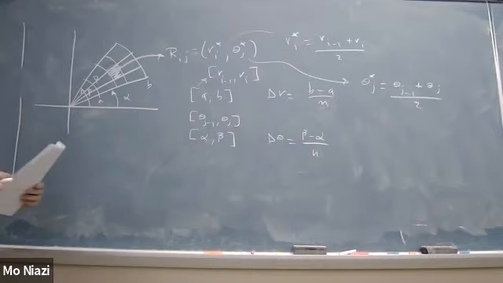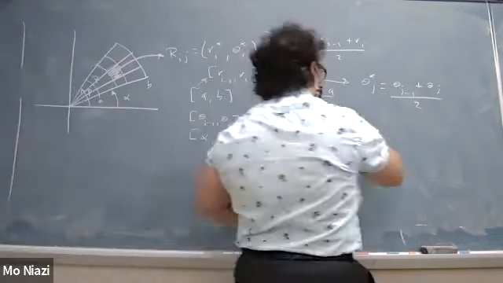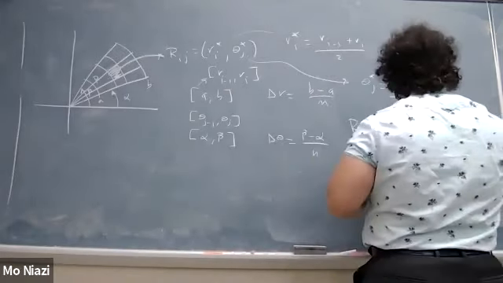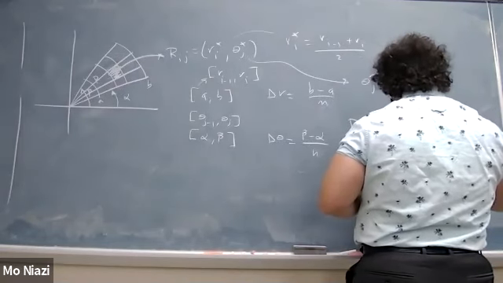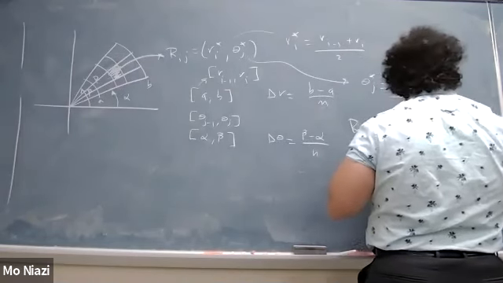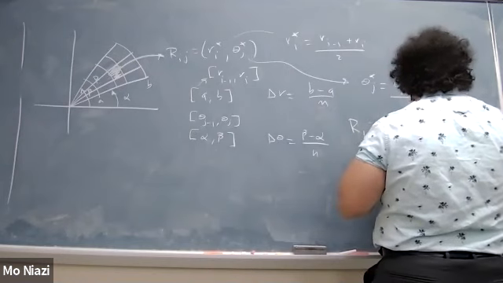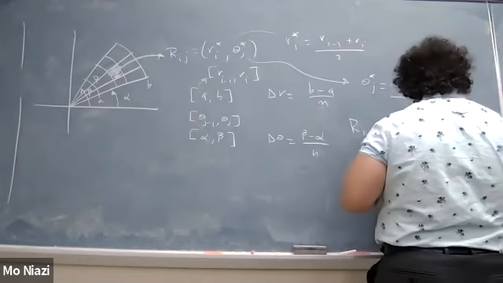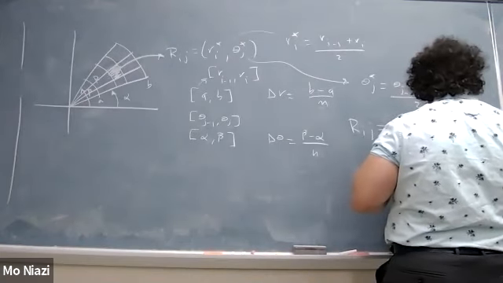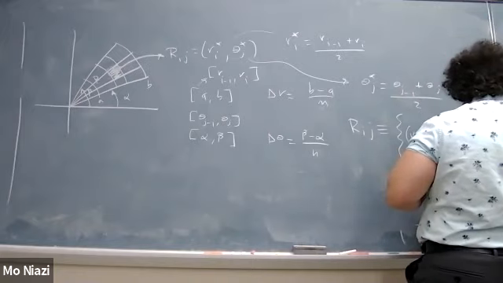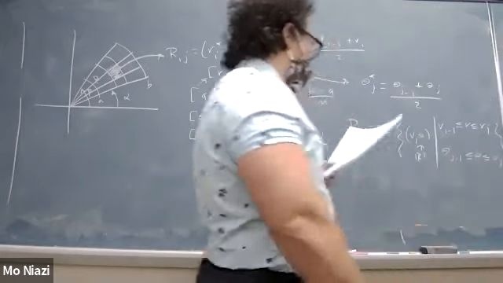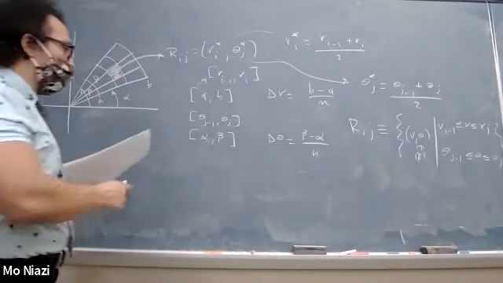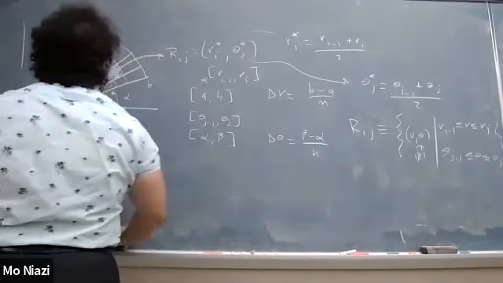Okay. So then this R of ij is a set of (r, theta), an element of R2, such that r is between Ri minus 1 and Ri, and theta is between theta j minus 1 and theta j. Or we define Ri star and theta j star. Those are just the average points.